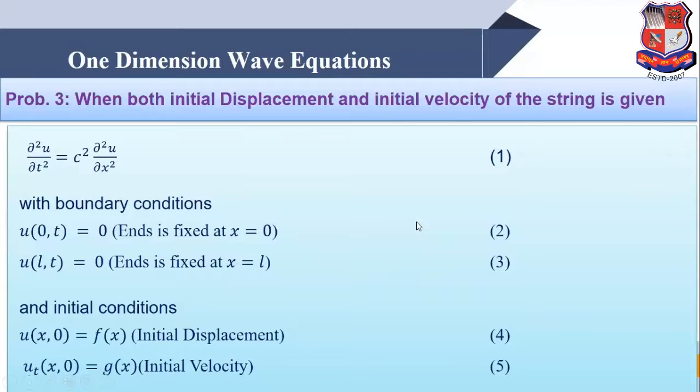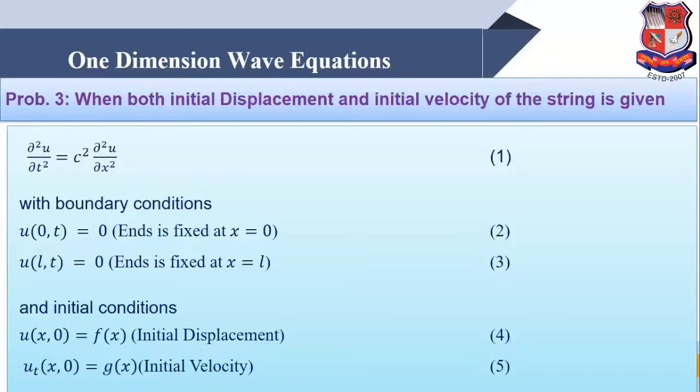Now we discuss problem 3 of the one-dimensional wave equation. Problem 3 is based on when both the initial displacement and initial velocity of the string are given. In problem 1 only displacement is given, problem 2 only velocity is given, and problem 3 both are given.